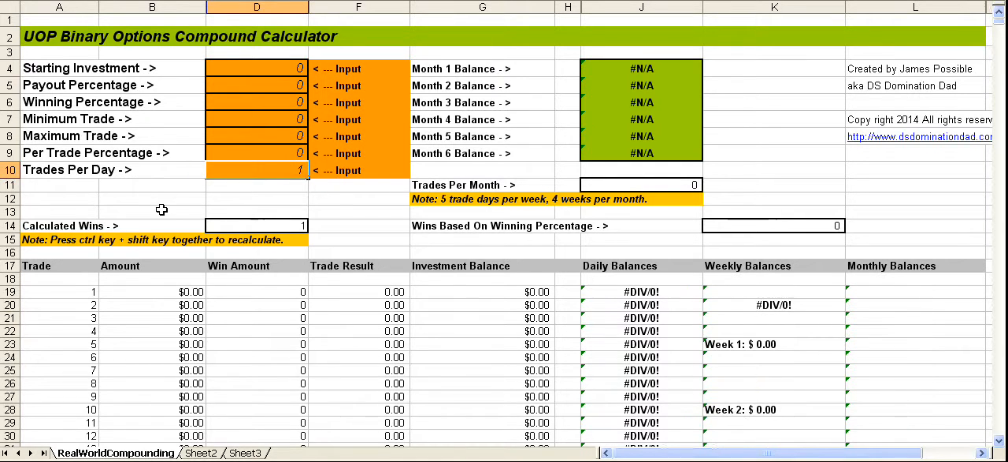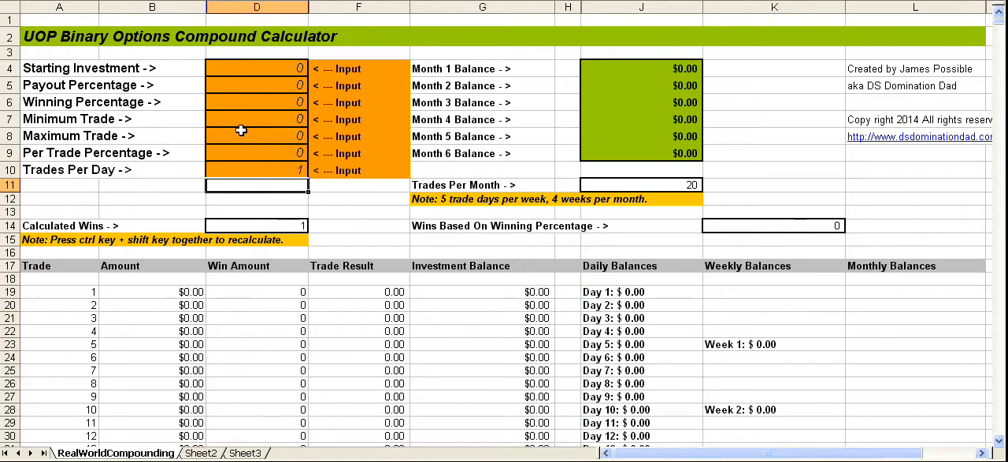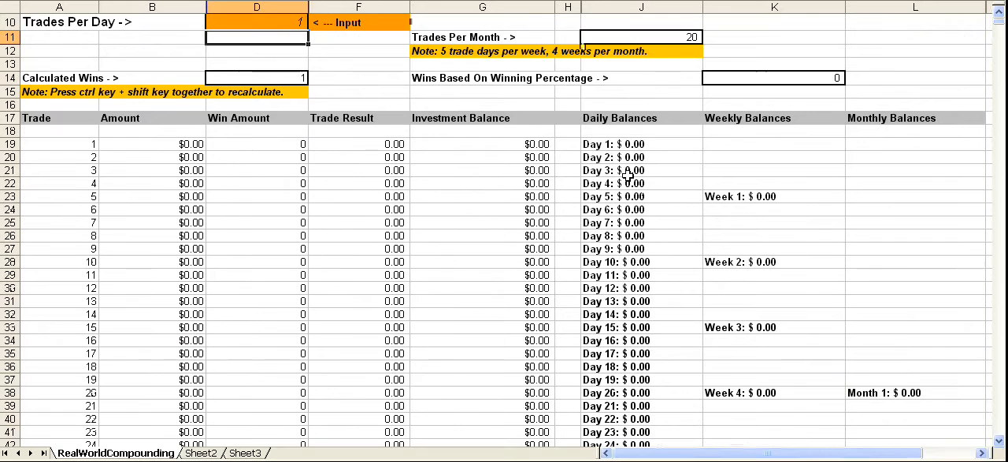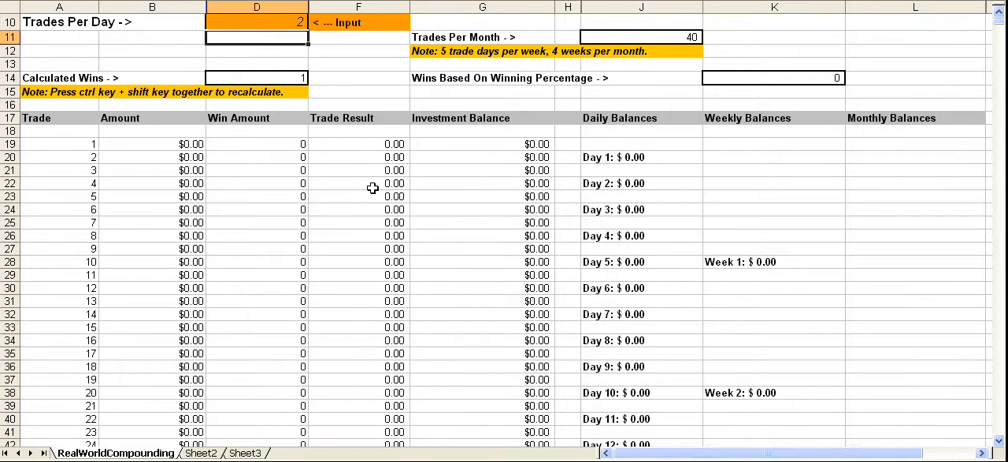So if I do one trade, now there's no money or anything in here, but you can see that it begins to calculate the days. So you see one trade per day: day 1, 2, 3, 4, 5. That equals week 1. Then we get down to week 1, 2, 3, 4, and there's your first month. And that's what one trade a day looks like. Well, let's take that to 2 trades per day. Now you can see we have 2 trades happening per day.